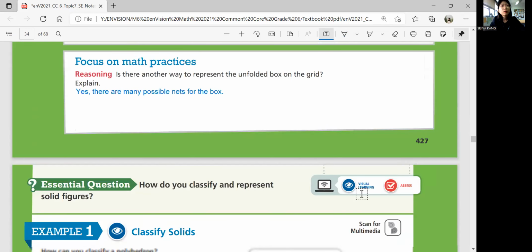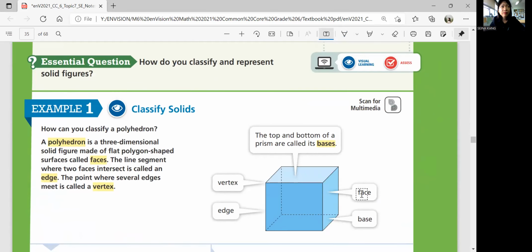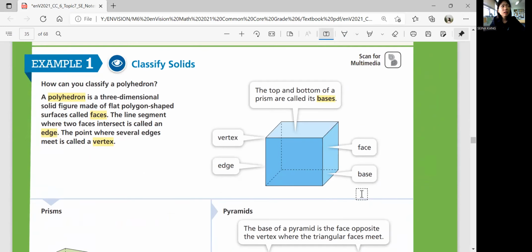Okay. So in this lesson, we will think about how we can classify and represent solid figures. Let's look at example 1, classify solids. How can you classify a polyhedron? Vocabulary word. So what is a polyhedron? A polyhedron is a 3-dimensional solid figure made of flat polygon-shaped surfaces called faces.